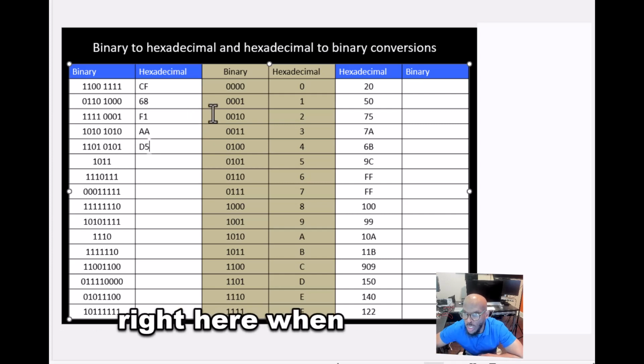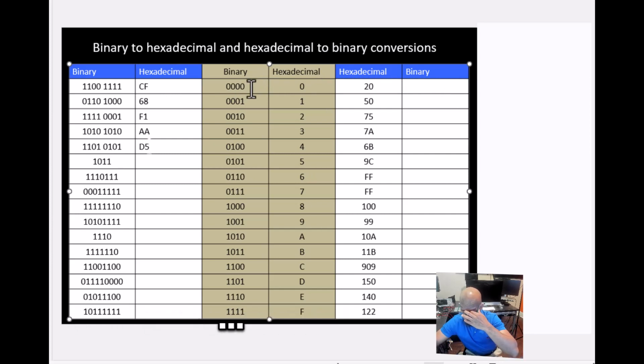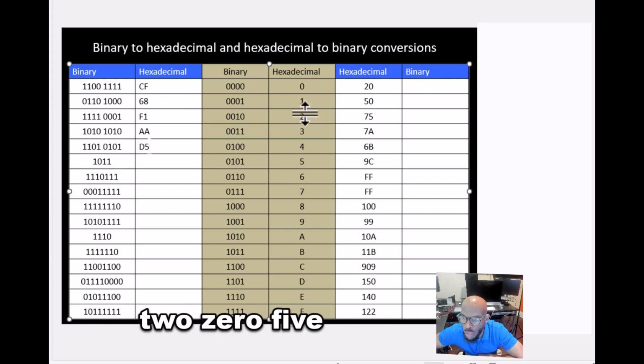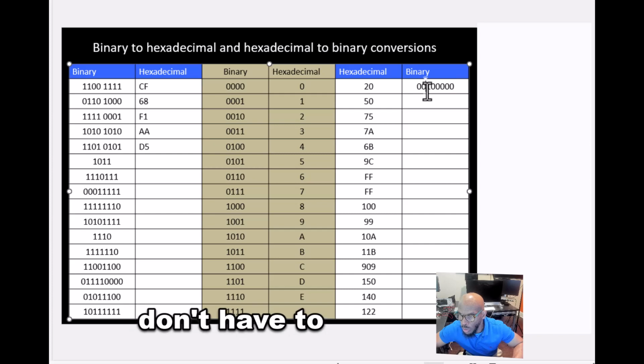Now when you're going from hexadecimal to binary, all you do is take each digit and write its binary equivalent. So when you have 20, find 2. What's 2? 0010. What's 0? 0000. Now again, you don't have to write these leading zeros. We're just doing it for clarity. 50: 0101. What's 0?